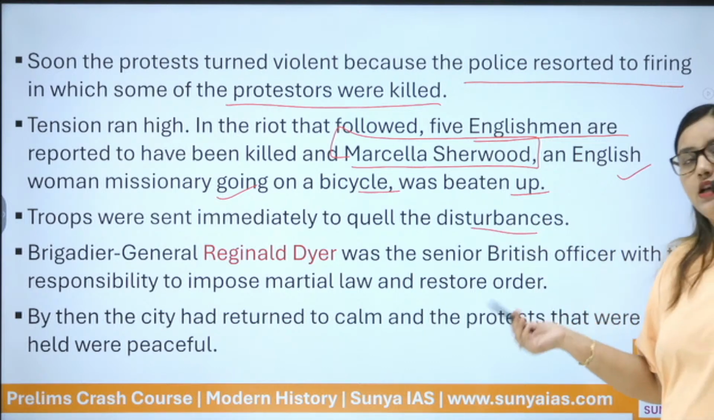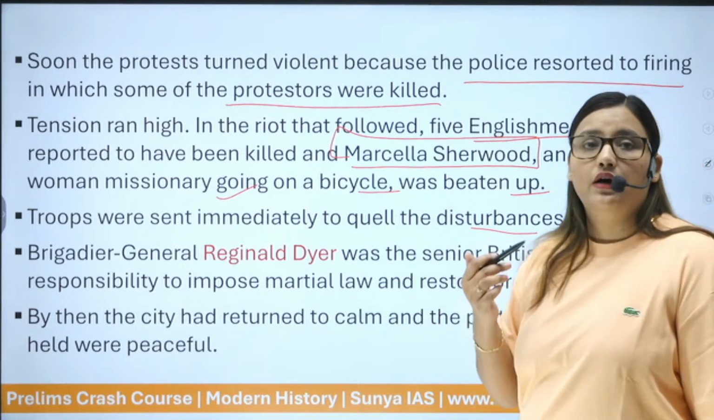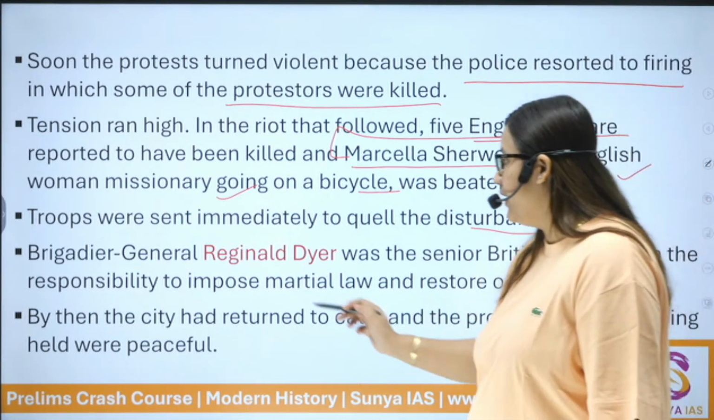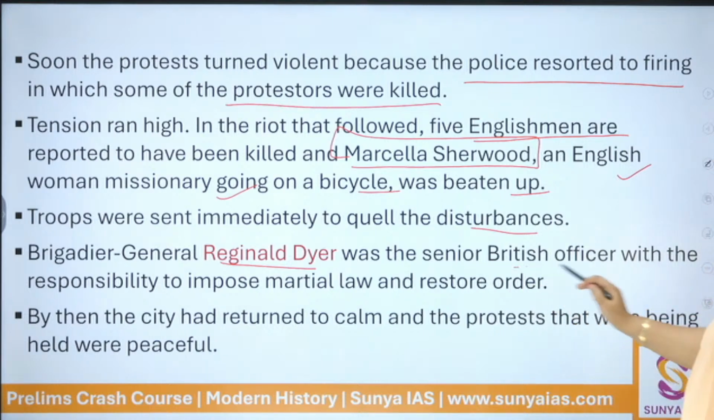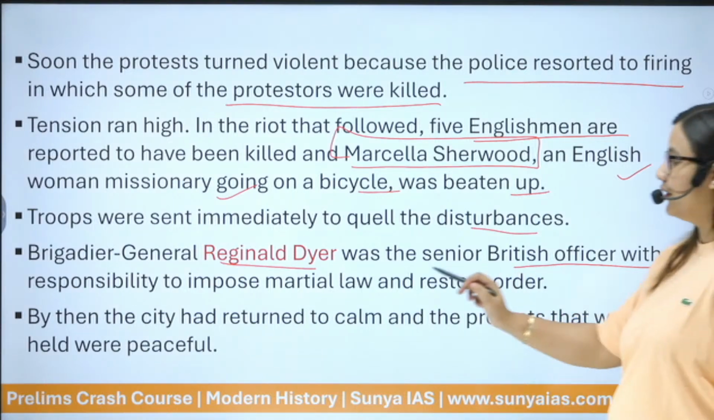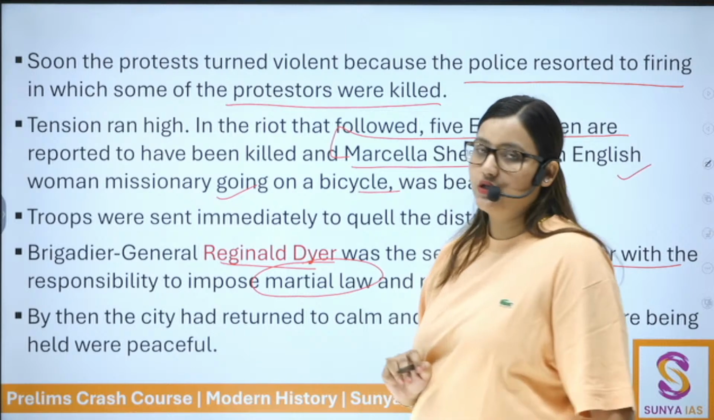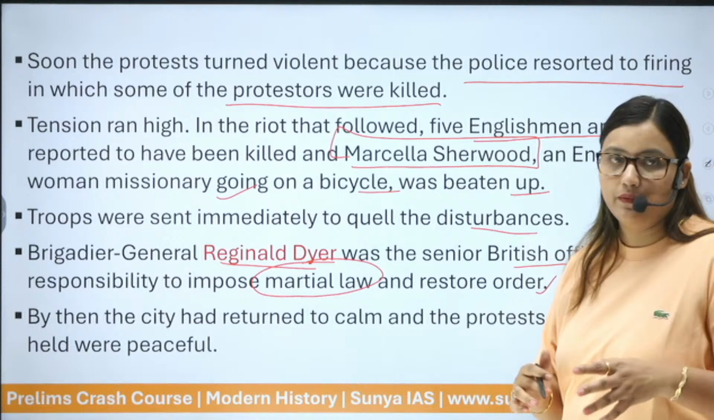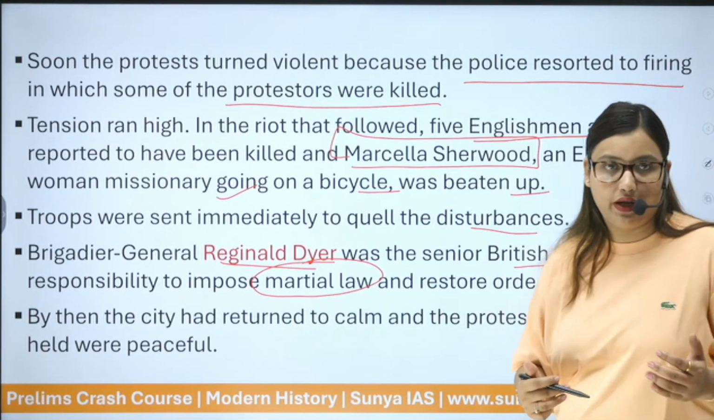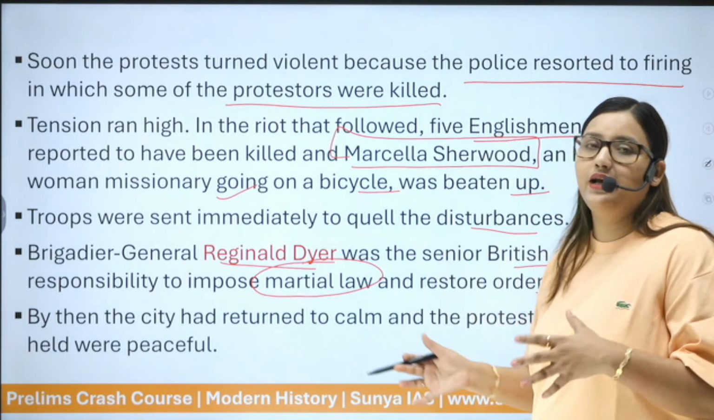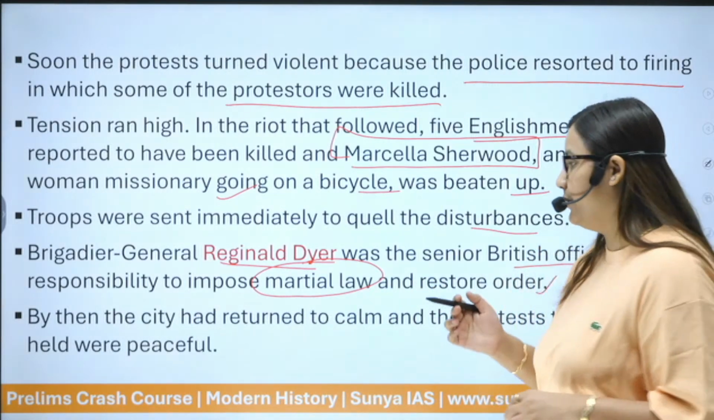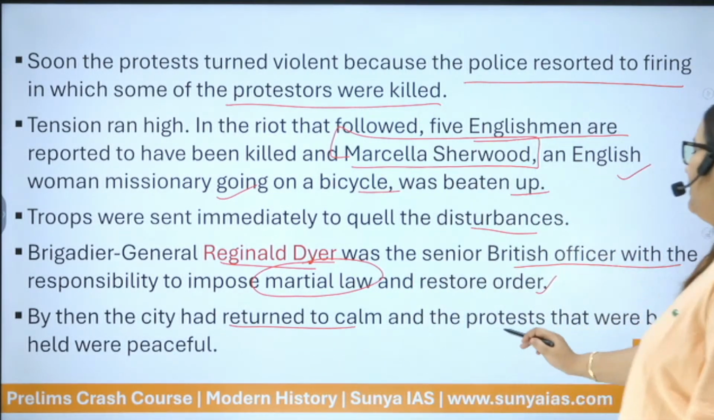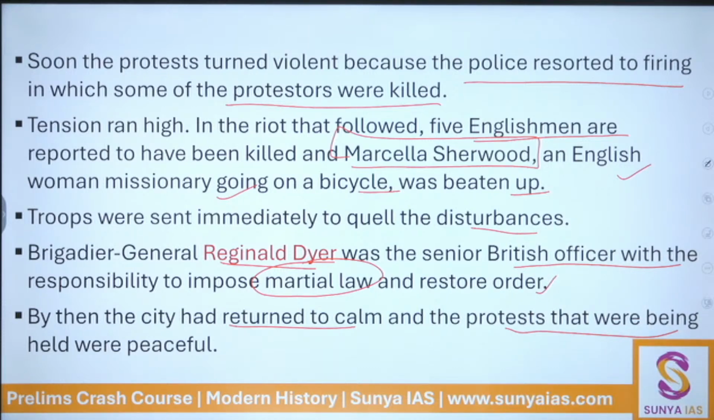So here also in Jallianwala Bagh, Brigadier General Reginald Dyer came, and Reginald Dyer was the senior British officer with the responsibility to impose martial law and restore order. So he was there to impose the martial law and he could also restore the order with his own discretion. But instead of using his brain, he just decided to end it with violence. So by then, the city had returned to calm and the protests that were being held were peaceful.